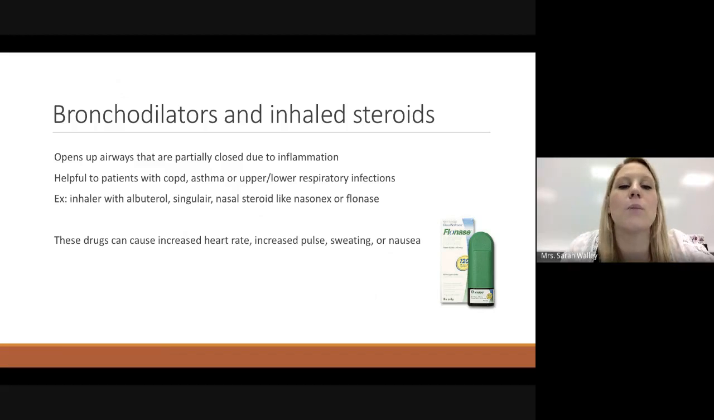Okay, bronchodilators and inhaled steroids. These open up airways that are partially closed due to inflammation. These are helpful for patients with COPD, asthma, upper respiratory infections, and like I talked about earlier, an inhaler with albuterol. Singulair is another common medication. Nasal steroid like Nasonex or Flonase. All these drugs can actually increase heart rate, increase pulse, sweating, and nausea. So that is some side effects that they have. And most of the time they're inhaled in some way.